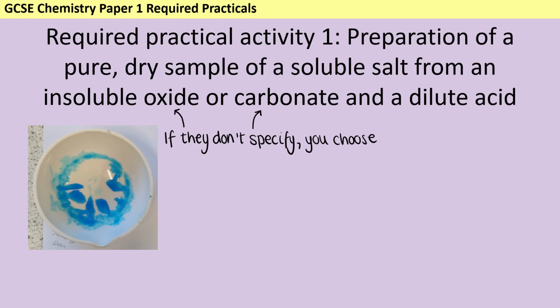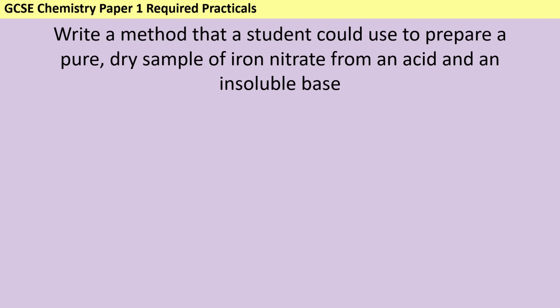Now, quite often the question will specify that they want you to use a metal oxide or specify that they want you to use a metal carbonate. But if they haven't told you which one to use, then either is fine and you can make that decision for yourself. The first name of the salt is going to give you the first name of the metal oxide or metal carbonate. So for instance, if you're asked to make iron sulfate, then you're going to be using iron oxide or iron carbonate.